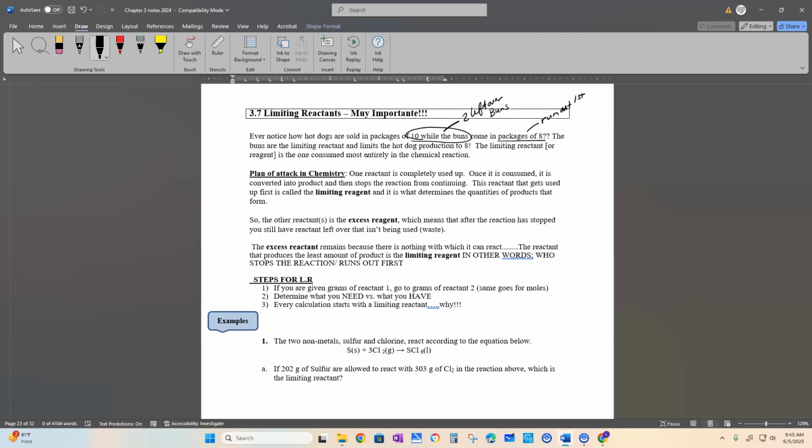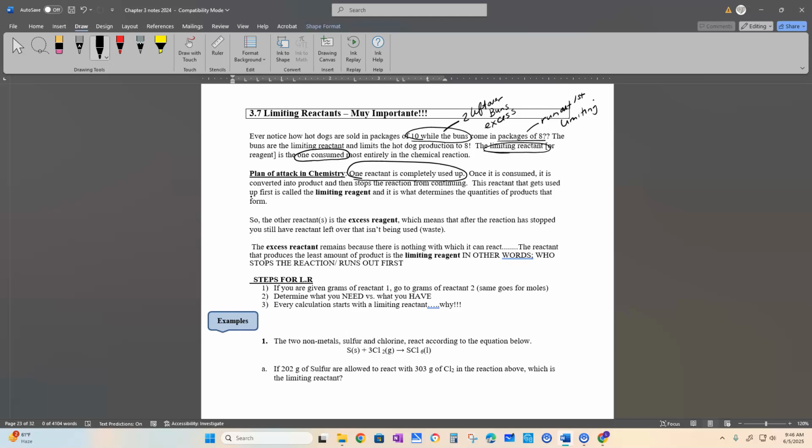So the problem is, if you have leftover, that means that's not part of the reaction. It's left over, and we like to call that excess. The reactant that runs out first is our limiting reagent, and it's a reagent, a reactant. So we're talking about the reactant side, the one that gets consumed first. When we're solving these types of problems, we have to figure out which reactant is used up first.